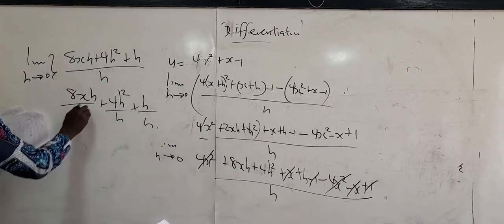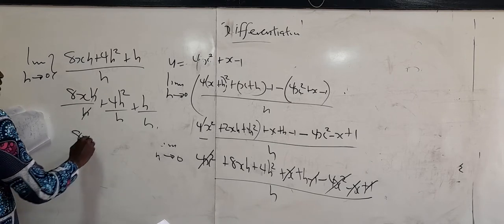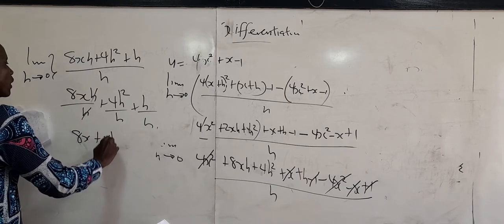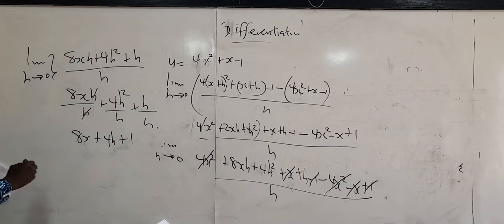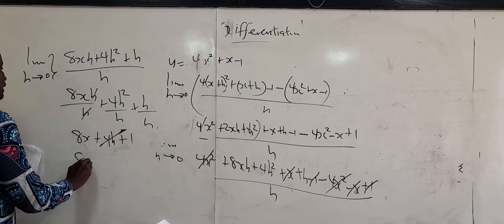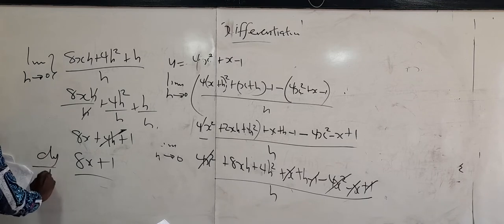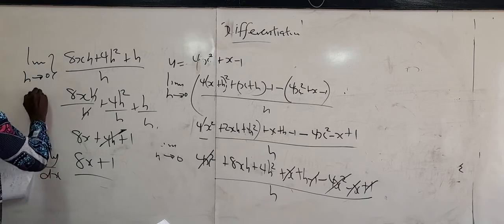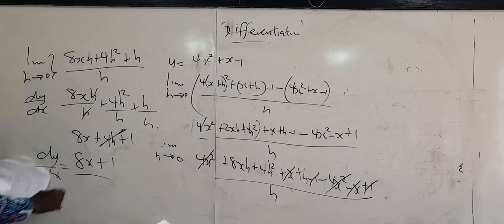Okay, so the h will cancel h here. We have 8x plus 4h plus 1. And in the limit as h approaches 0, this 4h term will approach 0. So we are having 8x plus 1. That's our dy/dx. dy/dx is equal to this.